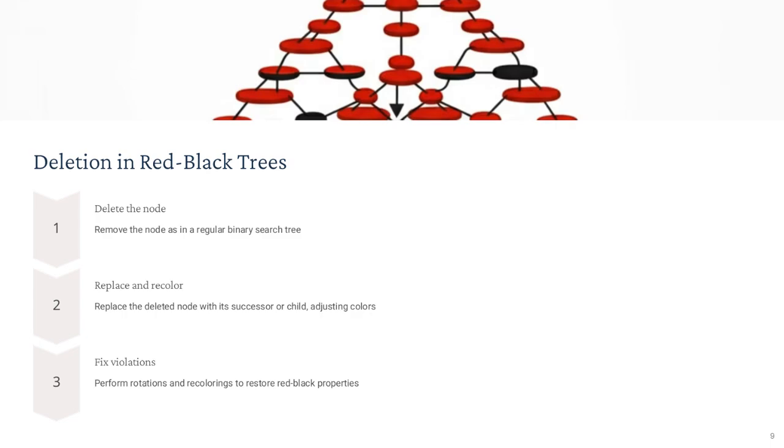After removing or replacing the node, the tree may violate the red-black properties. Fixing these violations involves recoloring and performing rotations, much like in the insertion process. The procedure RB delete fix-up handles these adjustments, ensuring that properties such as uniform black height and the absence of consecutive red nodes are preserved. Deletion is a more complex operation than insertion but is crucial for maintaining the efficiency of the tree.